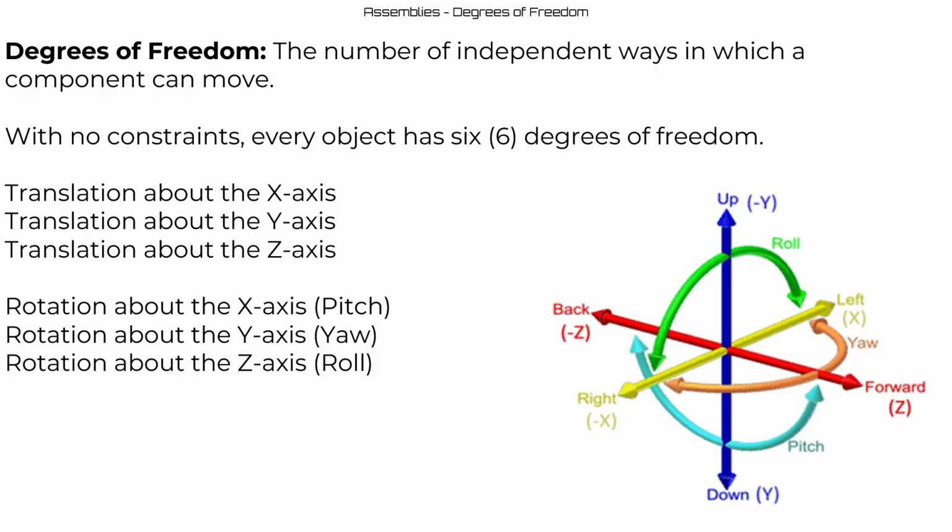But it can also rotate about the x-axis, which is the object's pitch. Rotate about the y-axis, which is the yaw. And rotate about the z-axis, which is the roll. So we use these mates in order to make sure that they don't move when we don't want them to.